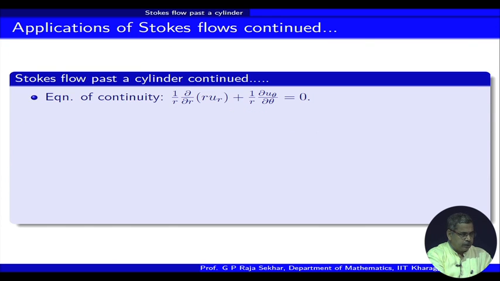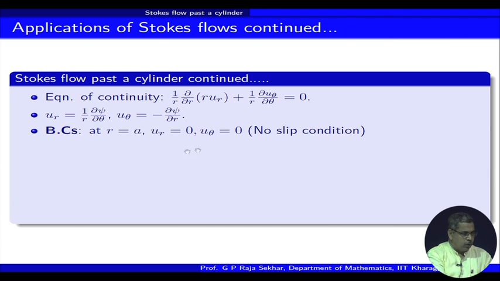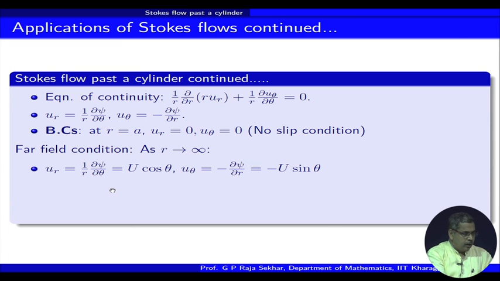The tool is the stream function. This is the equation of continuity in plane polar coordinates. Then we have introduced the stream function. The corresponding boundary conditions that we have are the no slip condition, that is, the normal velocity 0 and the tangential velocity 0, and in the far field we have uniform velocity.